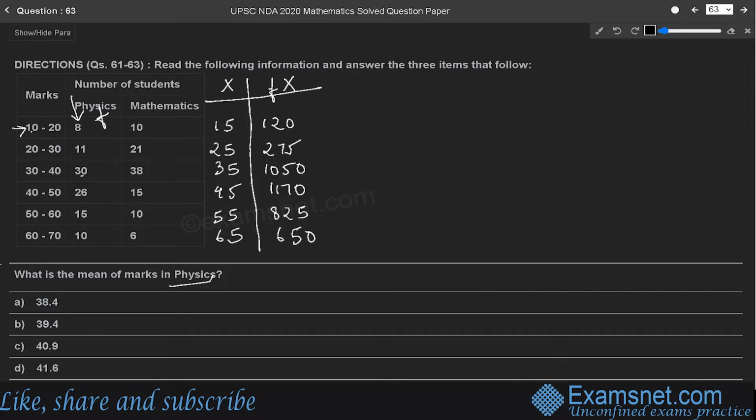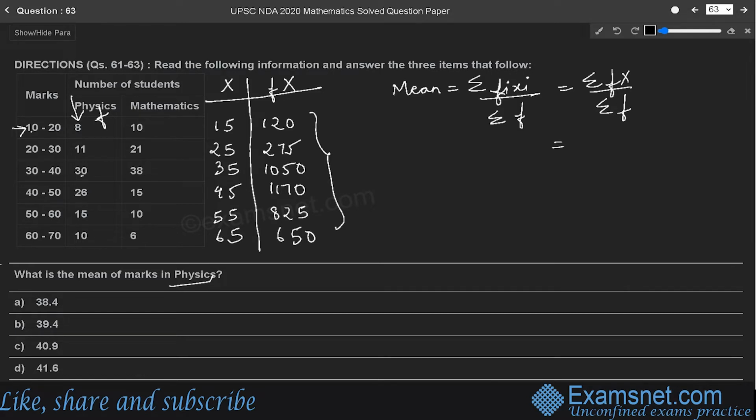Now we know that the formula for mean is summation of fi xi upon summation of f. We can also write it as summation of fx upon summation of f. So we have the values. We have summation means sum of all these terms.